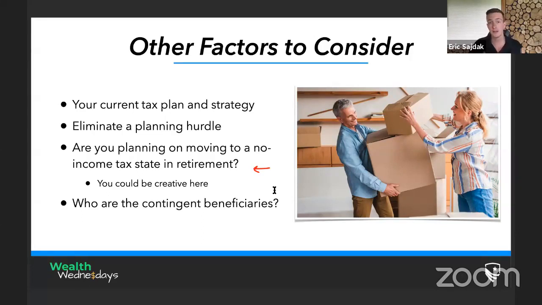Well, if you inherit money right now, and next year you're planning on moving to a no income tax state, it might make sense to not take a distribution this year, but wait until next year and avoid that state income tax. The other thought as well is, who are the contingent beneficiaries?